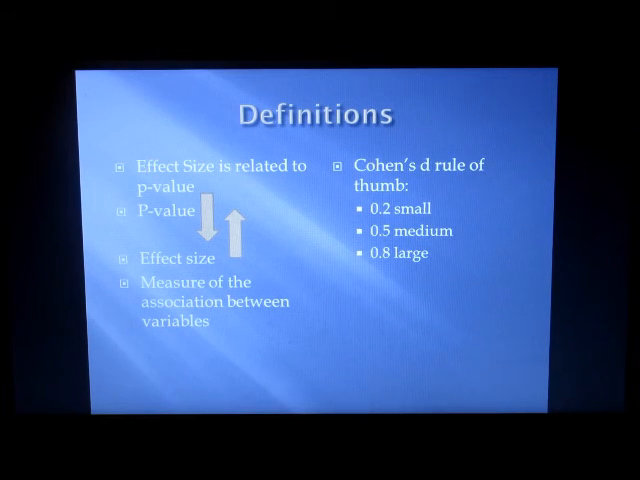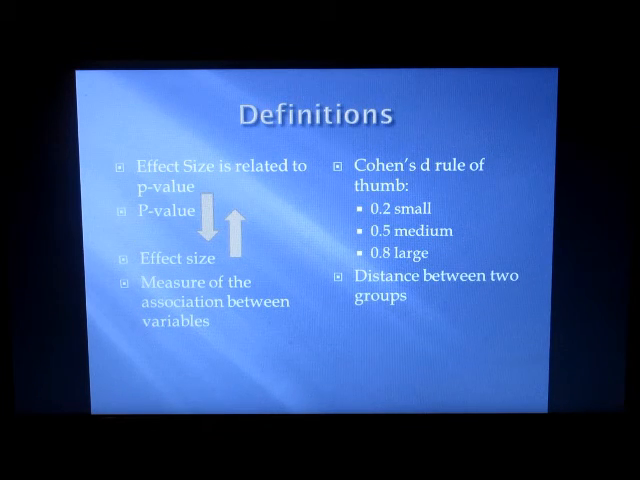Cohen's d gives the rule of thumb for the effect size. 0.2 would be a small effect size, 0.5 would be a medium effect size, 0.8 would be a large effect size. Basically, it is how far the two groups are away from each other.